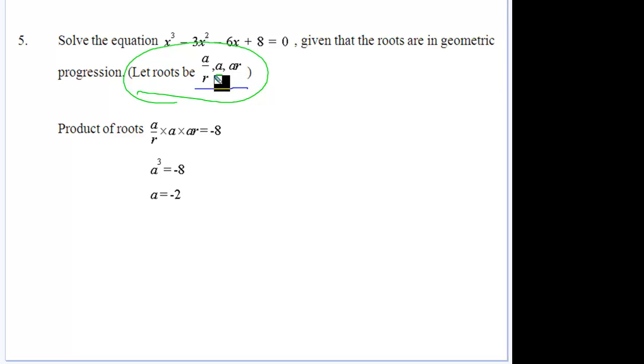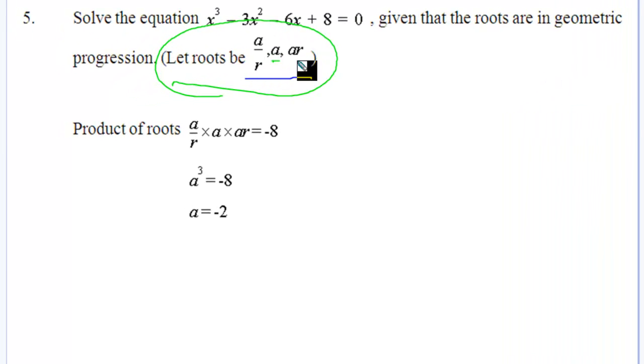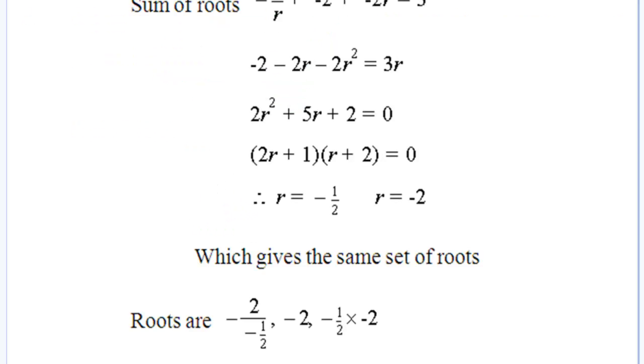So the common ratio, we're multiplying by r each time, but this just makes it very easy to manipulate rather than a, ar, and ar squared. So always try and remember to do this and let it be this way. Because firstly, you can work out one of the roots. The product of the roots is a on r times a times a r. And the r's cancel, so we get a cubed equals minus 8, and so a would be equal to minus 2.